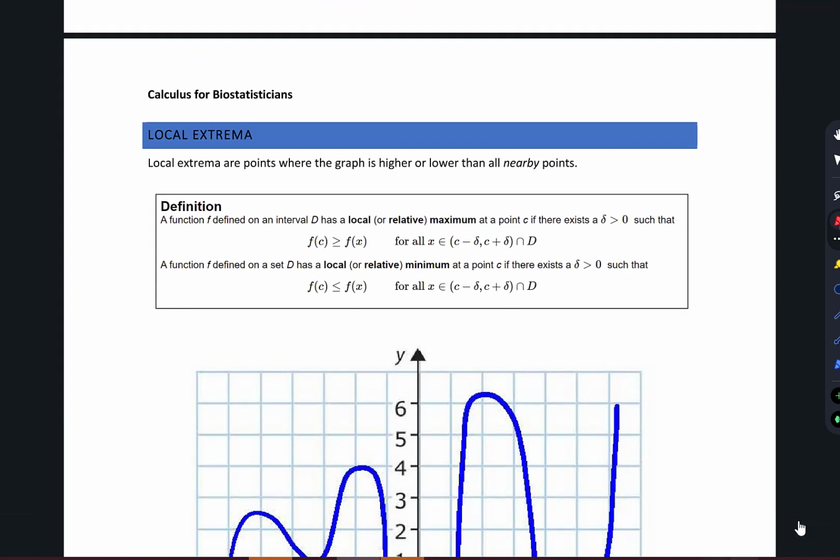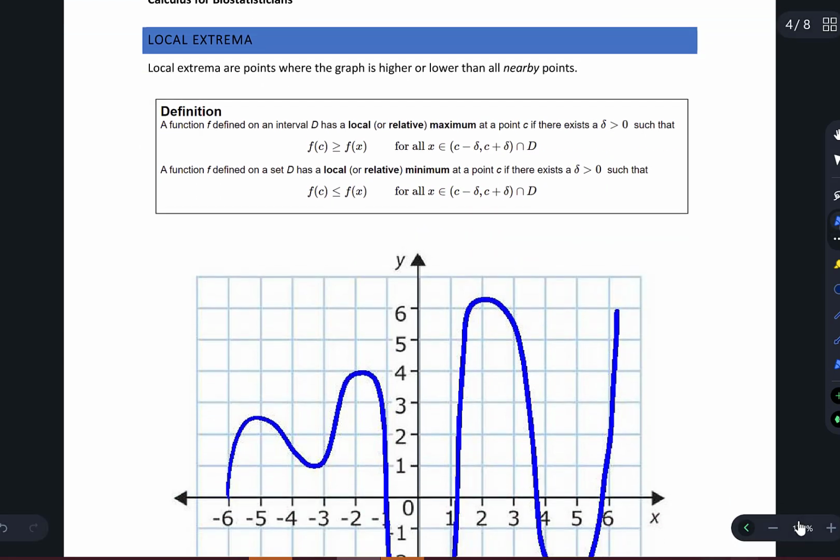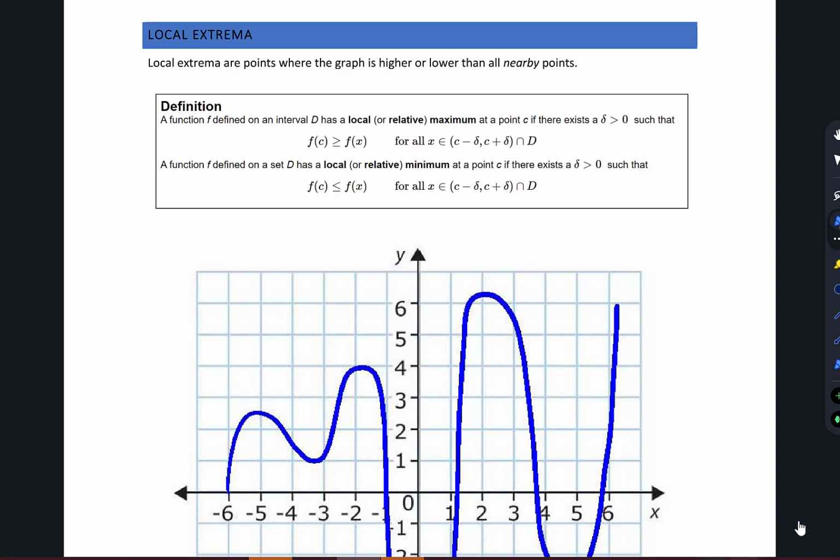All right, so next we're going to talk about local extrema. So we just talked about a global maximum and a global minimum, but we can also have local maximums and minimums. So let's see what that looks like. Local extrema are going to be points where the graph is higher or lower than all nearby points. And so we'll need to talk about what it means to be nearby. And so here is the formal definition.